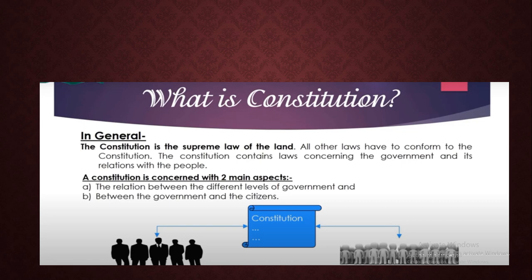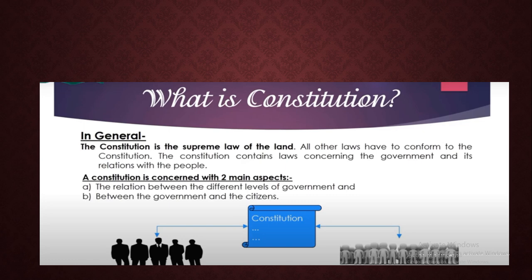First, it is through a constitution that the relationship between different levels of government is determined. Just imagine if there was no constitution. Every government, department or ministry would be operating on its own. But the harmony we see today in the different levels of government is because of the constitution.